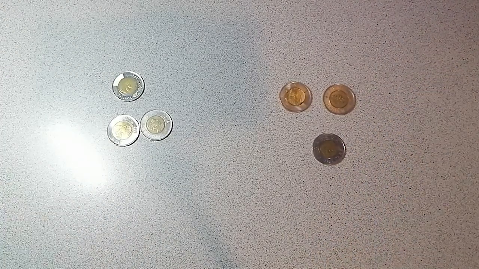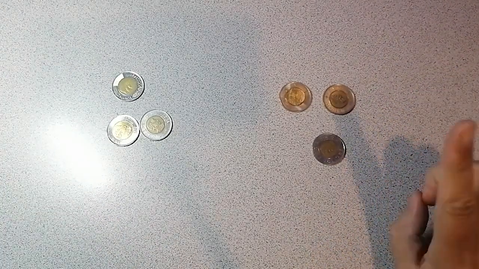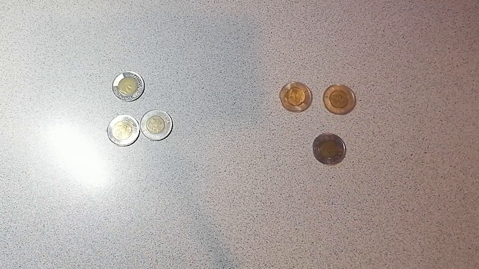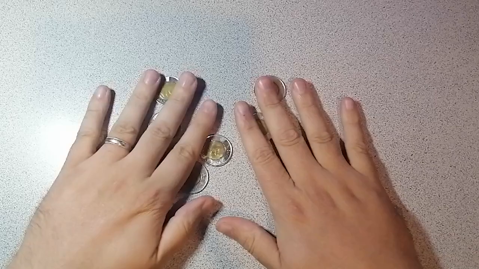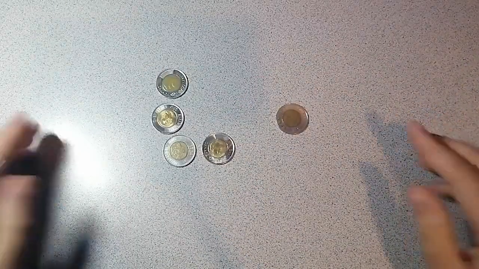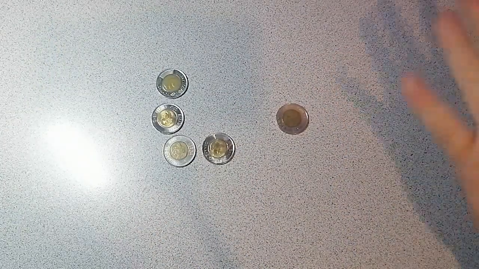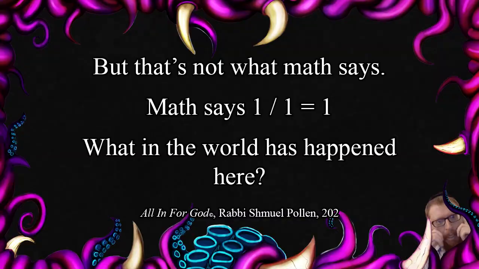Now, we believe in regular vanilla God, not the false math God, so this number isn't fixed. It's constantly changing and could really be anything. That's what we'll tell the IRS when they audit us. Or whatever the Canadian version is, nobody really knows. But that's not what math says. Math says 1 divided by 1 equals 1.